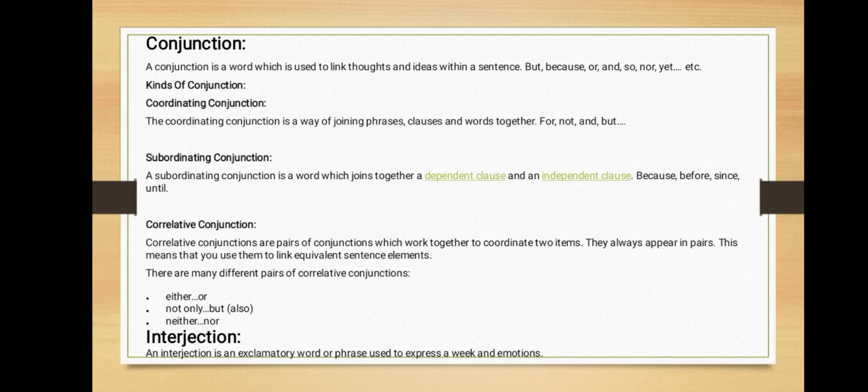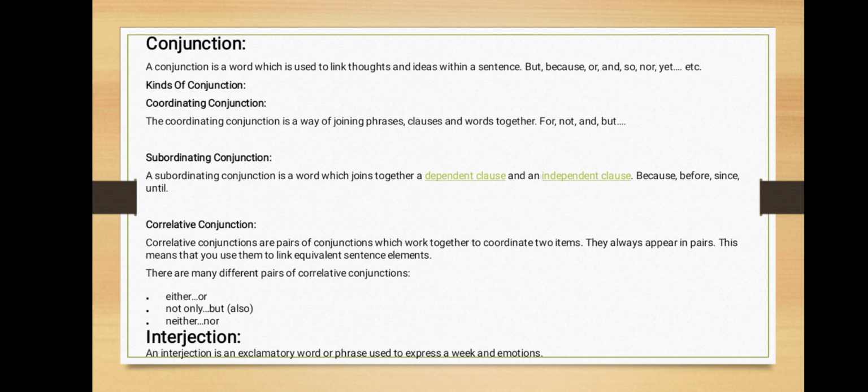There are many different pairs of correlative conjunctions: either or, not only but also, neither nor, both and, whether or, just as so, as much as, rather than. For example, either me or you will get the new car.